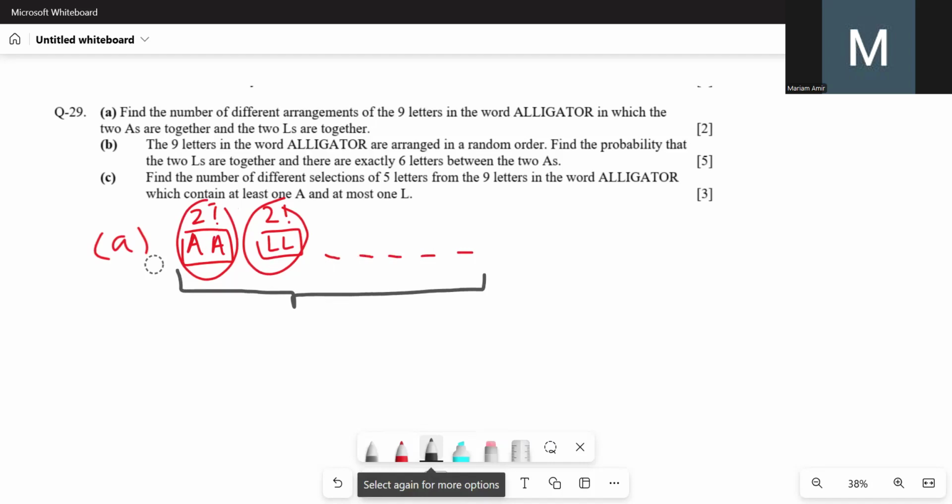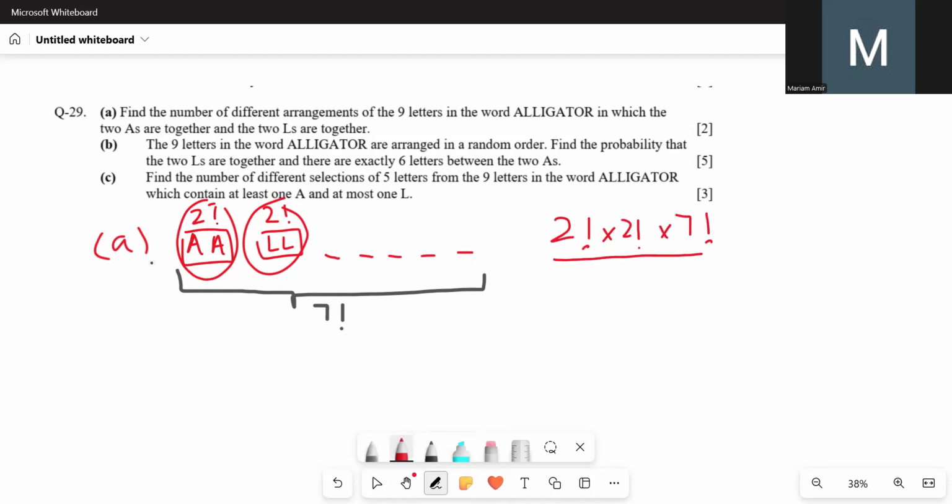How do we arrange 7 alphabets? Using 7 factorial. So the arrangements would be 2 factorial times 2 factorial times 7 factorial. And we have repetitions in the question. We have 2 A's and 2 L's. So 2 factorial into 2 factorial in the denominator as well. The final answer would just be 7 factorial, which is 5040.